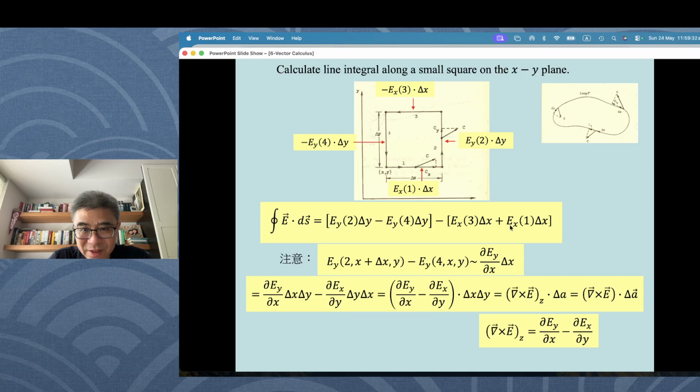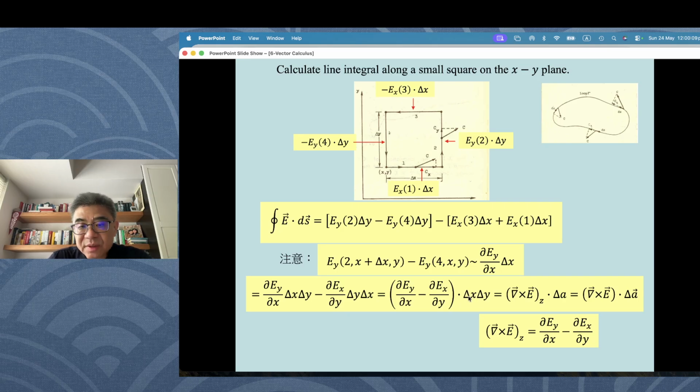Oh, this should be a negative sign, okay, a typo. And so partial ex, partial y times delta y times the delta x originally in the expression, we got the second term. So please notice that in both terms, there is a delta x, delta y. We can take it out, so the expression can be simplified into this form: partial ey over partial x minus partial ex over partial y together times delta x, delta y.